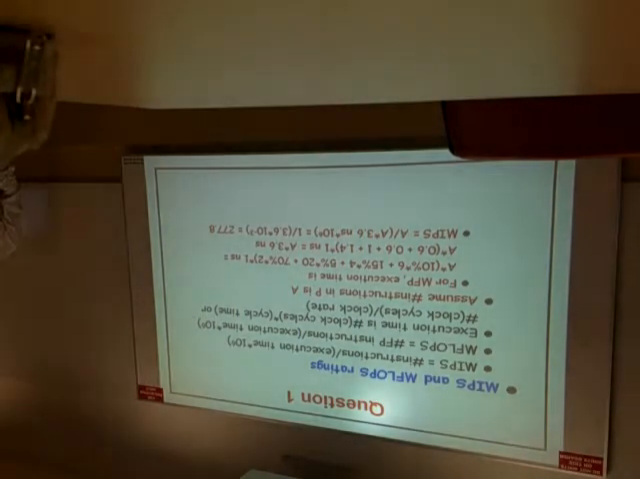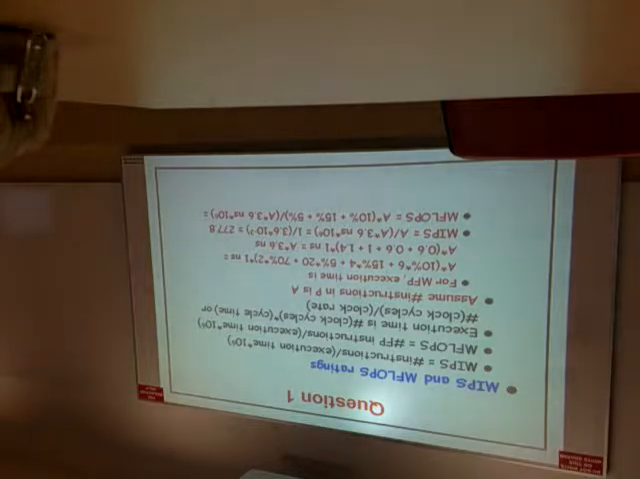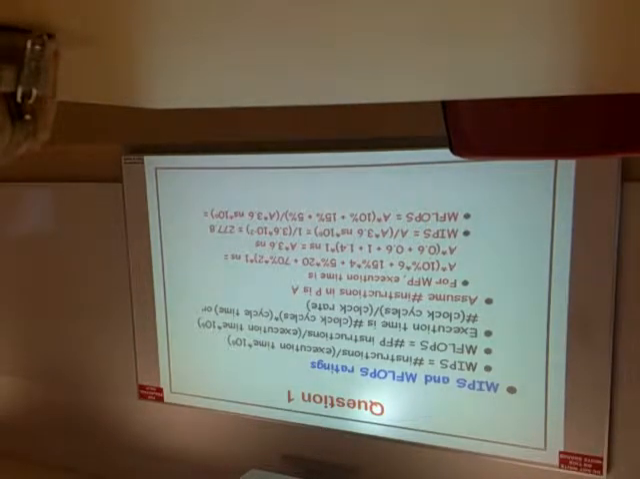Any questions so far? Nanosecond. Okay, so you know how to calculate the bits now. Nano, micro, milli: micro is 10 to the minus 6, nano is 10 to the minus 9.